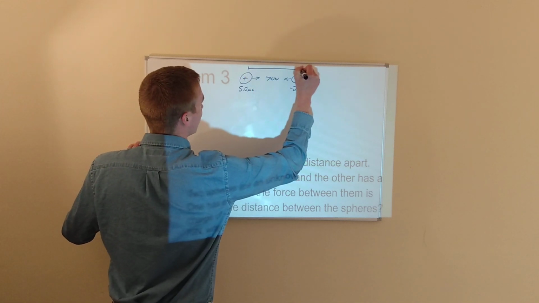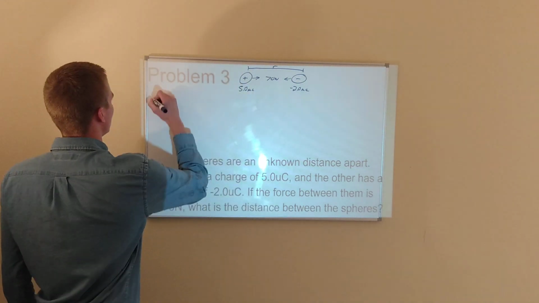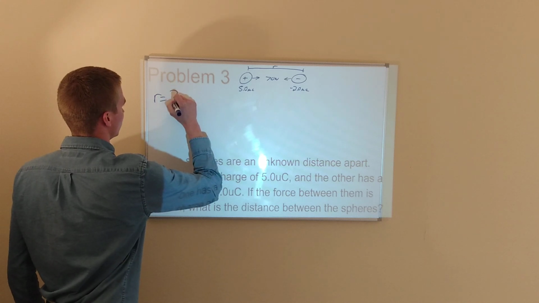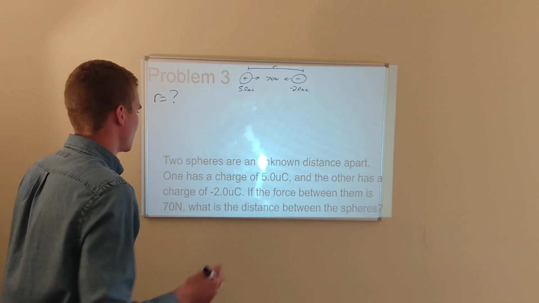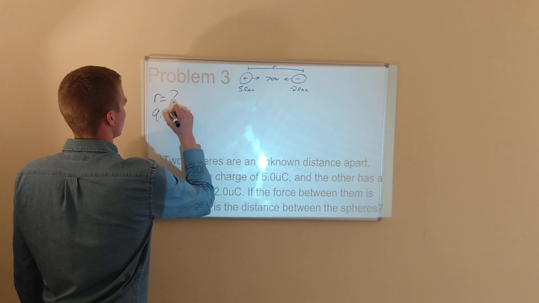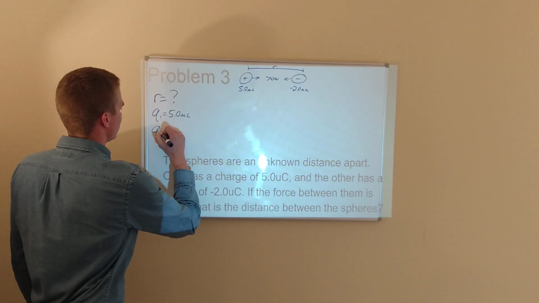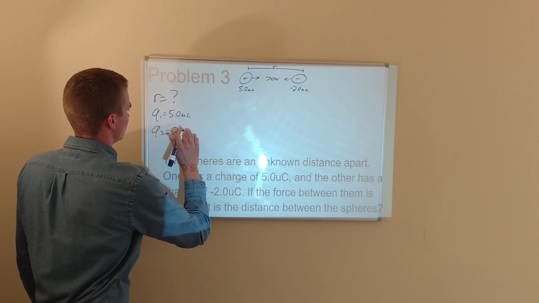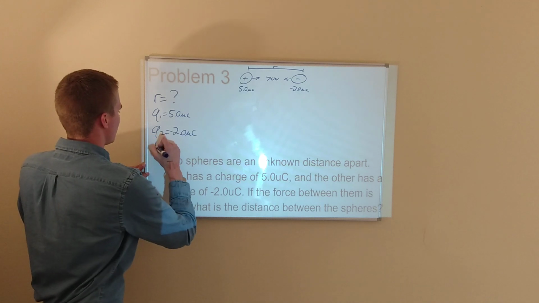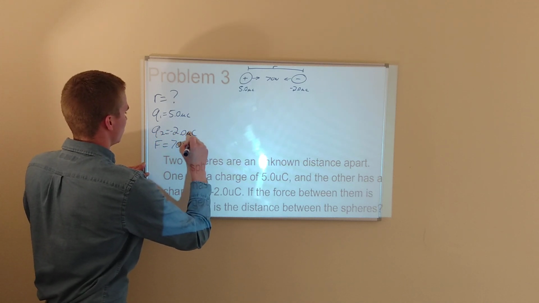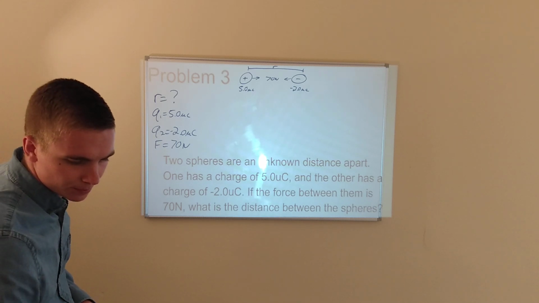Okay, but we want to know what the distance between them is. So we don't know what r is. We have to solve for it. I'm going to continue by writing my knowns on the left-hand side here. Q2 is going to be negative 2 microcoulombs. And the force between them is 70 newtons. Well, I think I've extracted enough data from the problem to go ahead and get started.